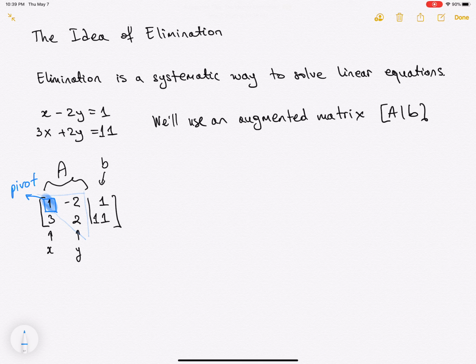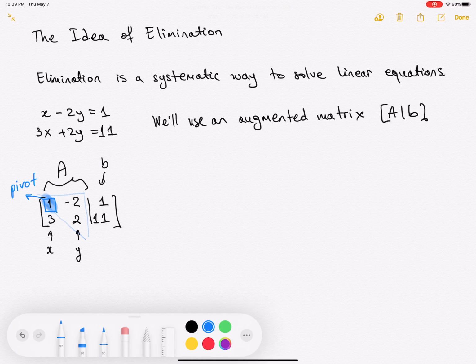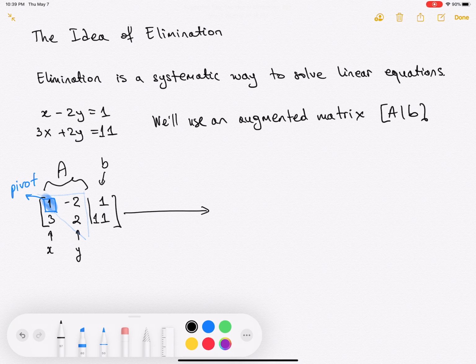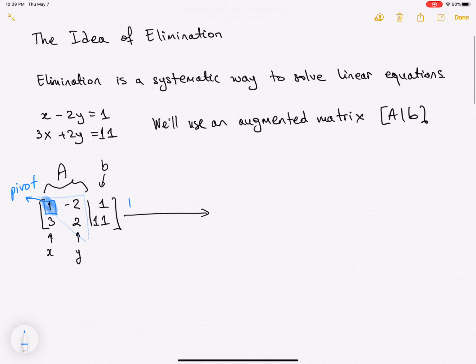Now, what can we do here? So I'm going to write an equation first. I'm going to write an operation and then I'll describe what I mean. So how can I get a 0 underneath that 1? I'm going to write that operation as R2 minus 3R1 going into R2.